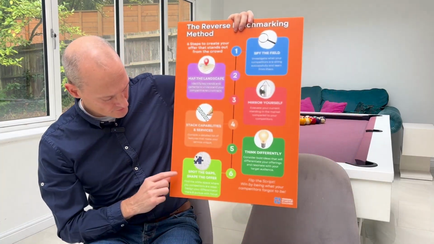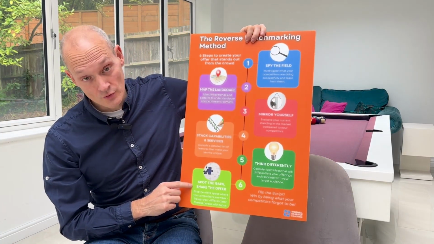So next step is really to understand where the gaps are. So step number 6, spot the gaps and shape your offer. Okay? So with this grid, you have all the features and capabilities, you have all your competitors, you can see where they're not good at, you see some new capabilities where you have some white space.